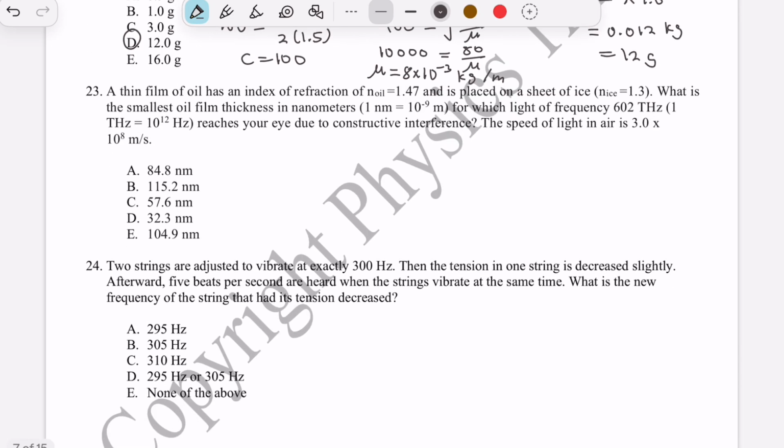A thin film of oil has an index of refraction of 1.47. It's placed on a sheet of ice. What is the smallest oil film thickness for which light of 602 terahertz reaches your eye due to constructive interference? With these types of questions, I find it helpful to draw a diagram first. So this is the oil film, and I have ice underneath.